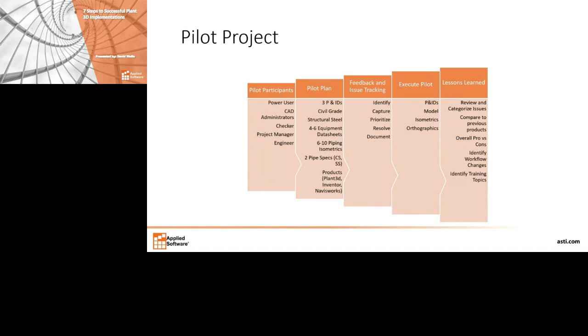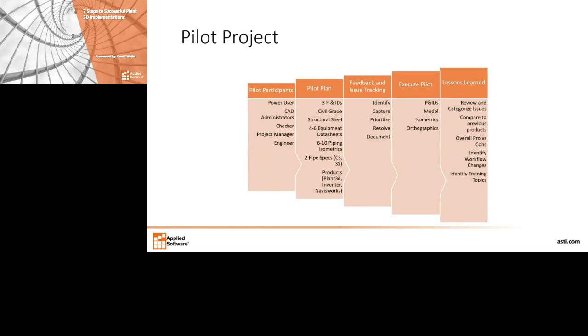You're going to want to use 4 to 6 equipment data sheets. And so you might create some of the equipment in Inventor. You might create some of it in Plant 3D and test different processes for importing and linking the equipment. But you do want to have enough so that you can model it and route some piping and have that all connected.